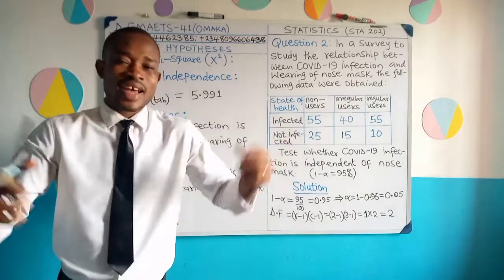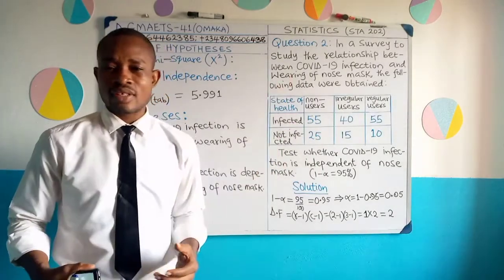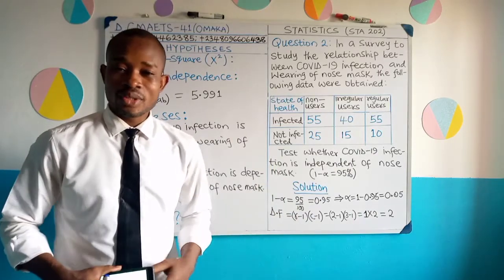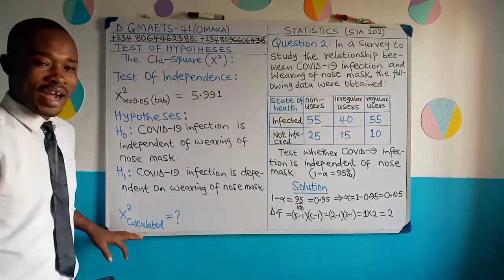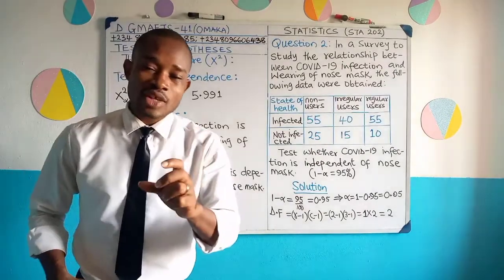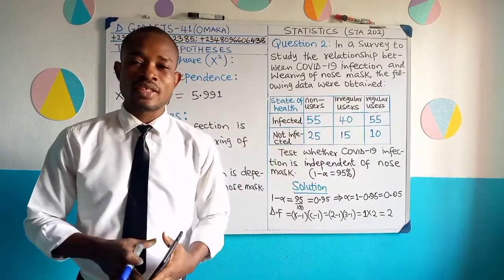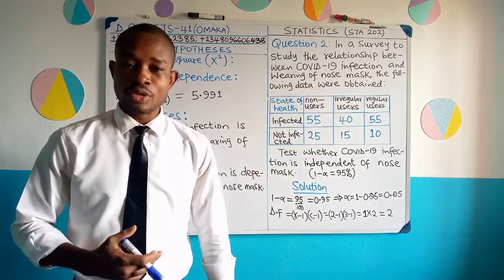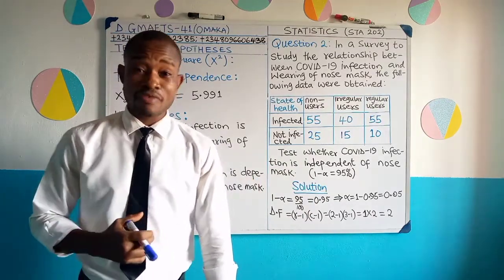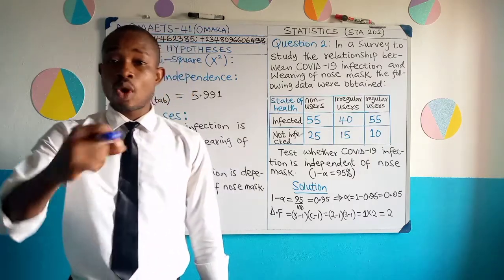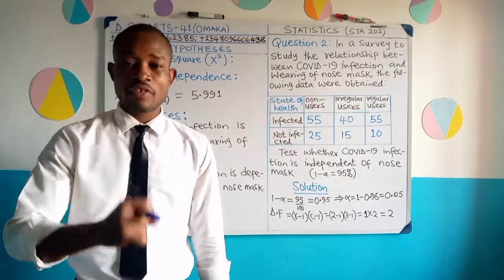Now, we just can't accept any one of the hypotheses just like that without testing them. So what do we do? We need chi-square calculated. Once we get chi-square calculated, we compare it with the chi-square tabulated, then come up with our rule, which I already explained in our previous videos. Please do well to search through Jimas41's YouTube channel, check for the video and watch.